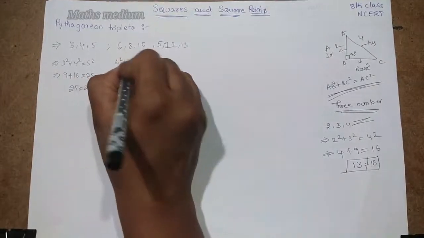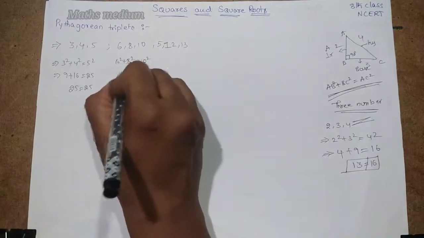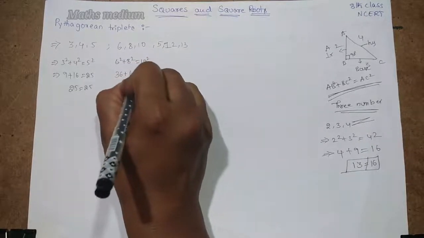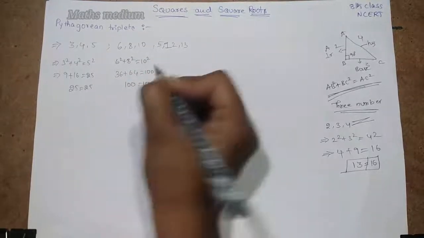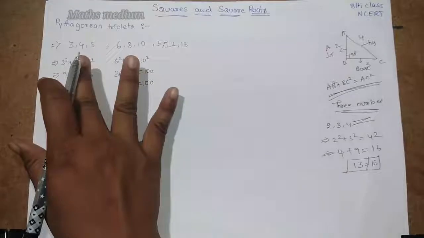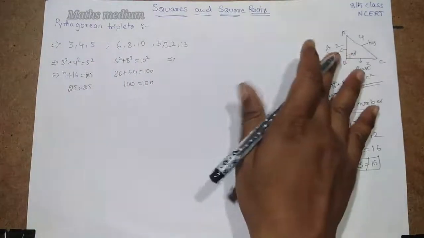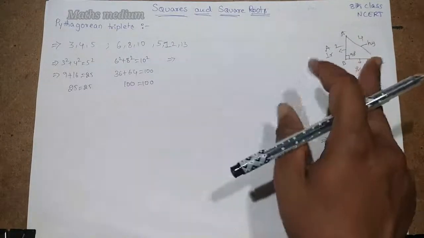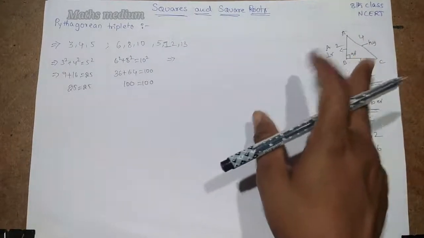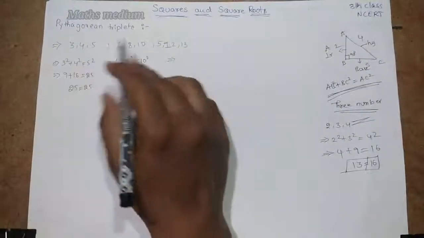Similarly 6 square plus 8 square is equal to 10 square. Here 36 plus 64 is equal to 100. Here also 100 is equal to 100. Both LHS and RHS should be equal for these triplets only. We know that in the Pythagoras theorem, based on this formula, a triangle may be a right angle triangle or not. That is the Pythagorean theorem. Apart from that, there are Pythagorean triplets like this.